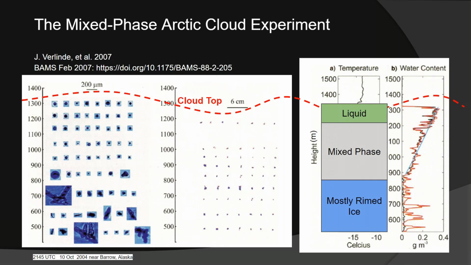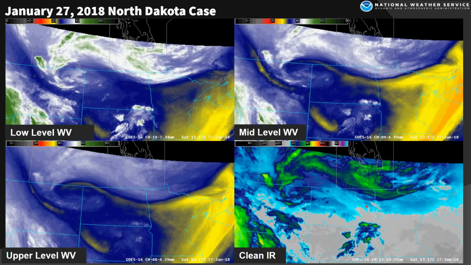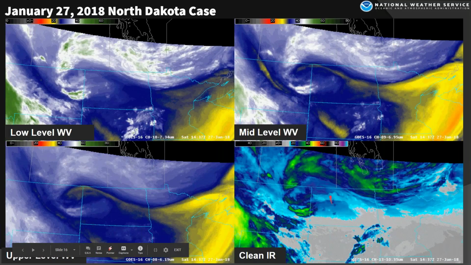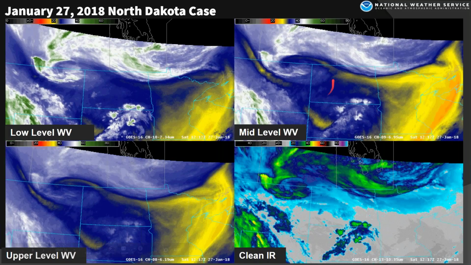And so kind of boiling it down, this is how you'd have that fall out with a liquid cloud top, mixed phase area, and then mostly rimed ice or ice crystals falling to the surface as flurries. So there's a couple other cases I just included. Here's just a cyclone that's moving through North Dakota here. This is from Patrick, who had this case when he was at Bismarck.